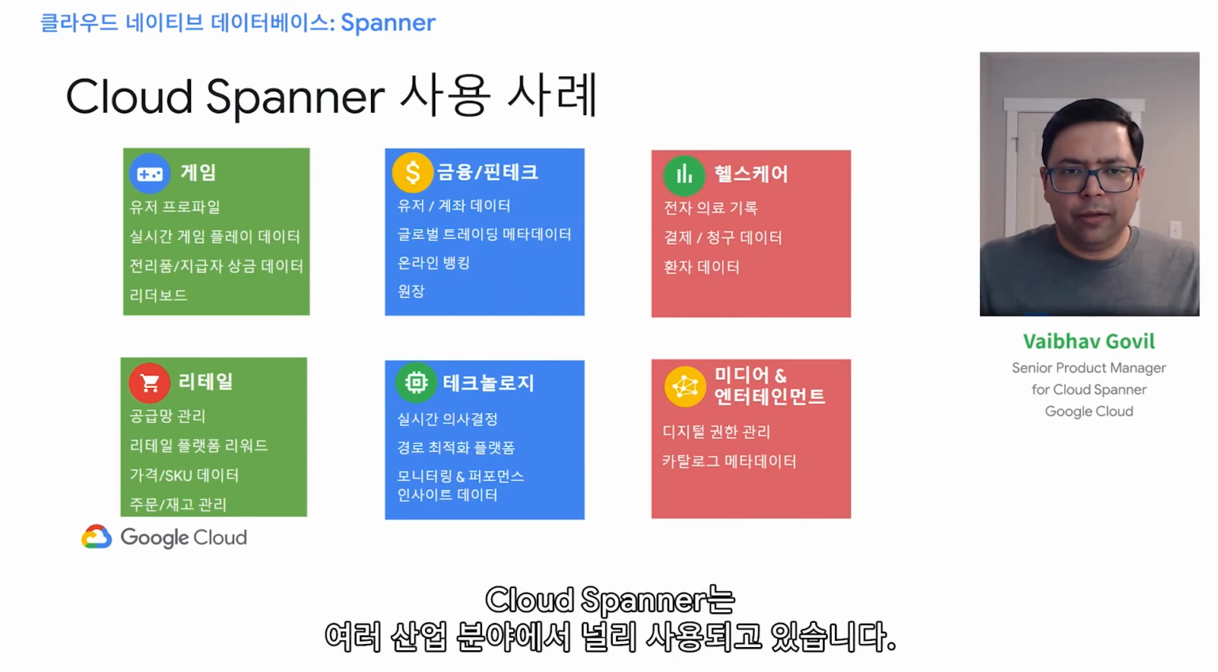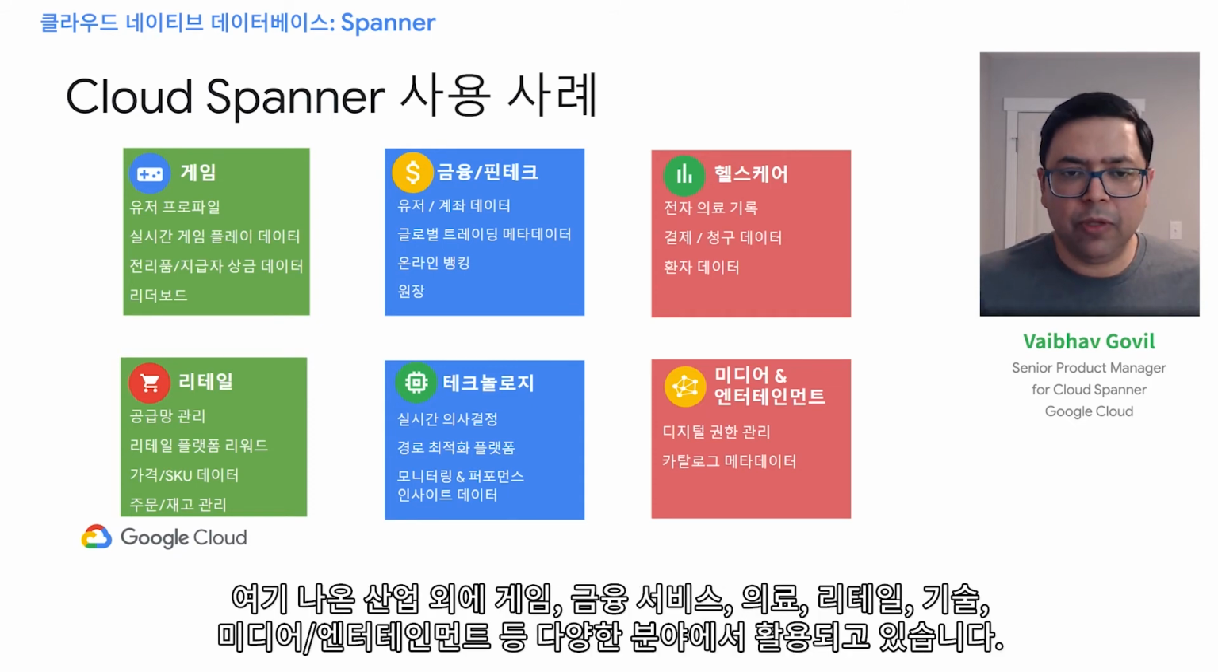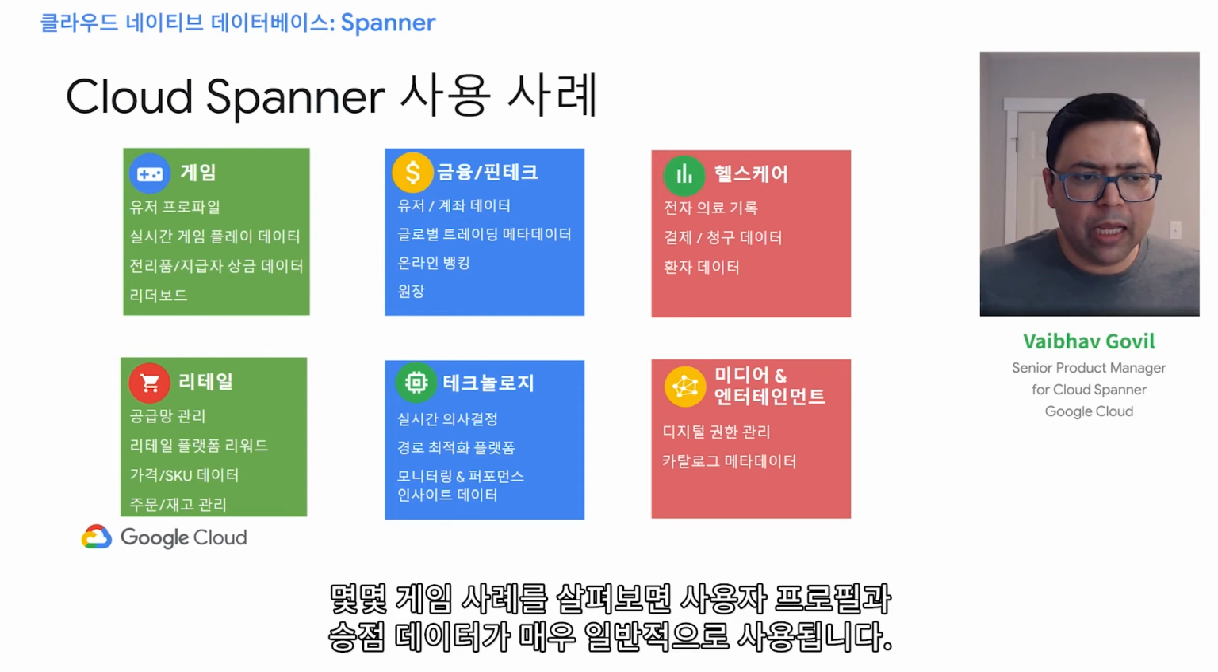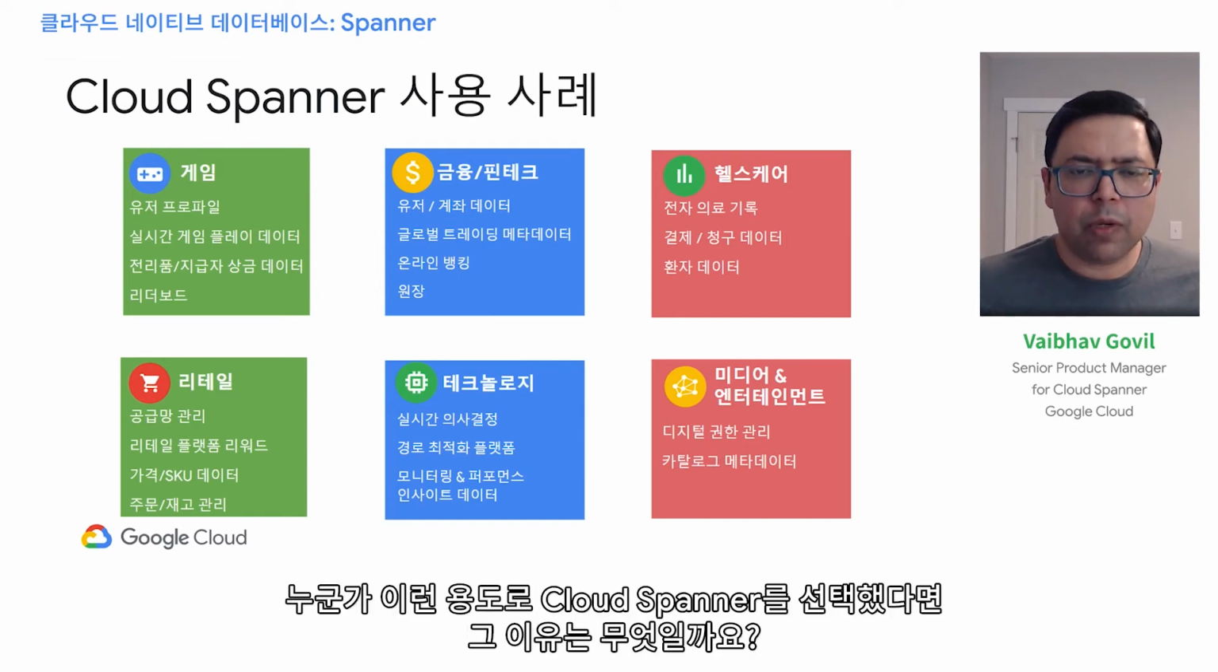Spanner is widely used in multiple verticals. These are just some of them. By no means is this an exhaustive list. Gaming, FinServ, healthcare, retail, technology, media and entertainment. And if you look through some of these use cases, like in the case of gaming, user profile and winnings data is extremely common. Why would somebody choose Spanner for that?